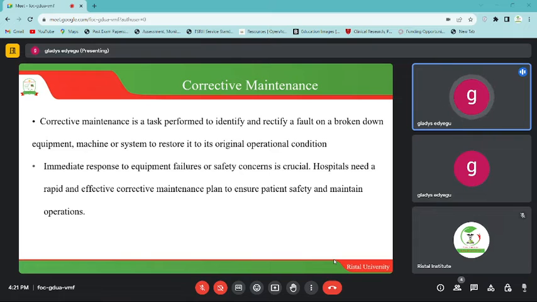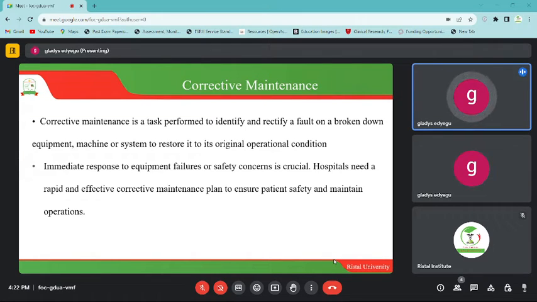So when it breaks down, then it is a task of the engineers and the different teams that will be responsible to identify why this machine is not working, what has caused the breakdown, and they're able to rectify that fault in order for the machine to get back to its original operational condition. But it's very expensive to do the corrective maintenance. It's better you do the predictive and also the preventive so that you don't end up with broken machines and you end up providing corrective maintenance services, which can cost a lot of money for the hospital.